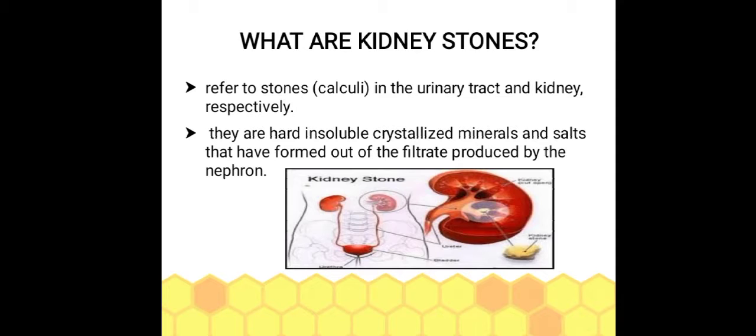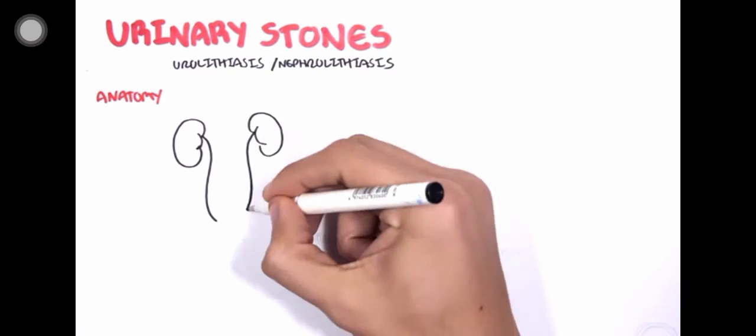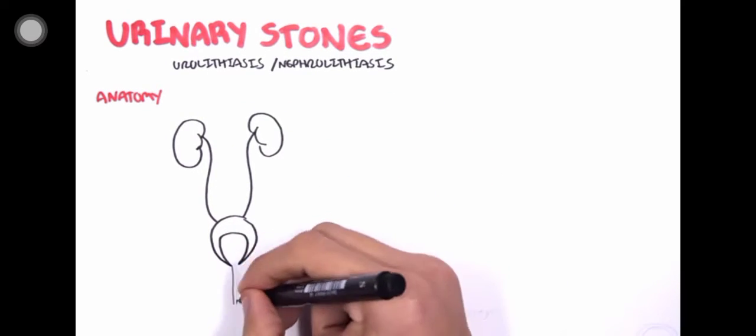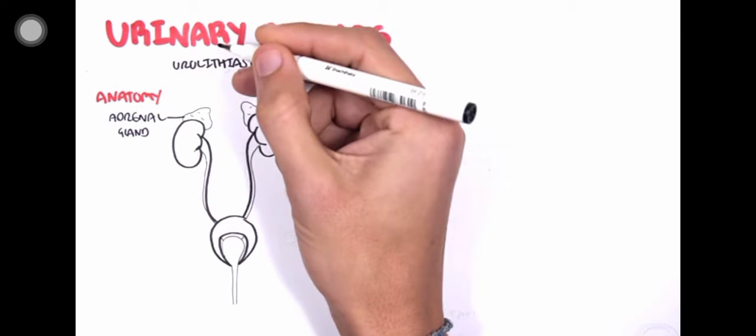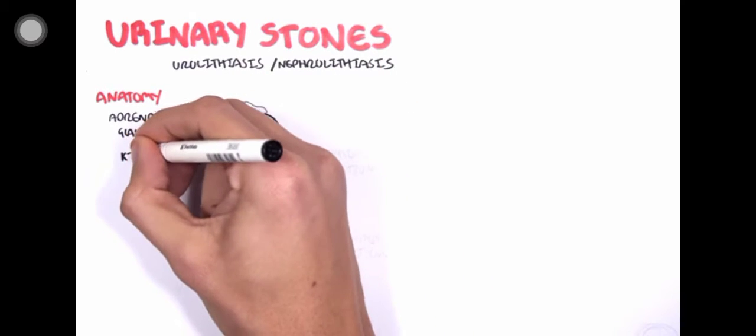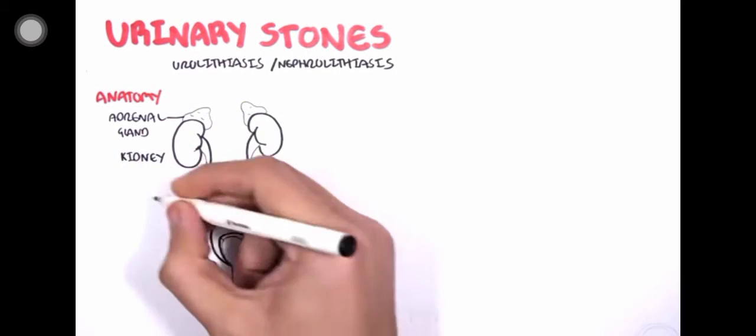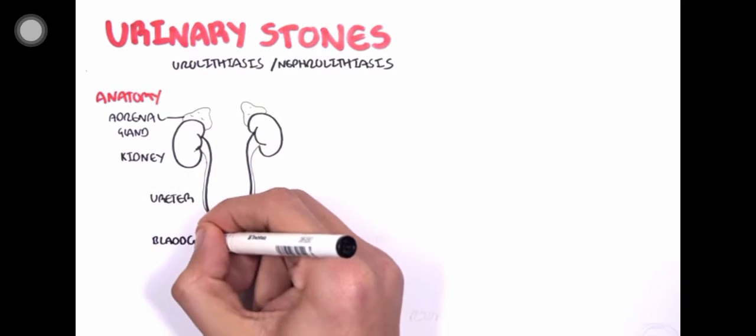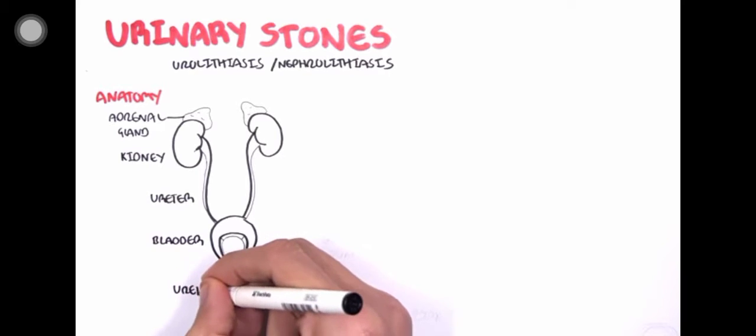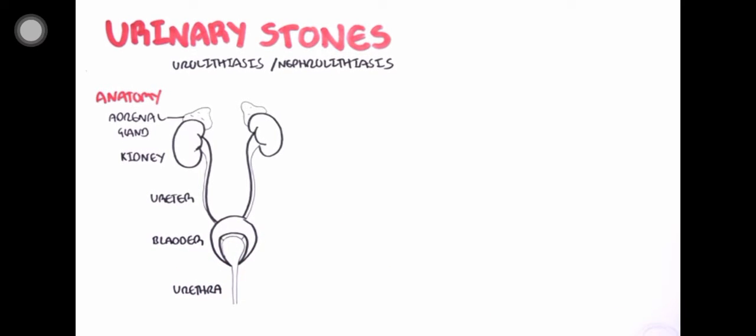Let us review first the anatomy of the urinary tract. In order to understand kidney stones, we have to revise the anatomy. Here, the adrenal glands, which are endocrine glands, sit above the kidneys. The kidneys form urine. Urine will then travel down the ureter and be stored in the bladder. The bladder can stretch, and once full, we urinate. The urine will flow through the urethra and then out.